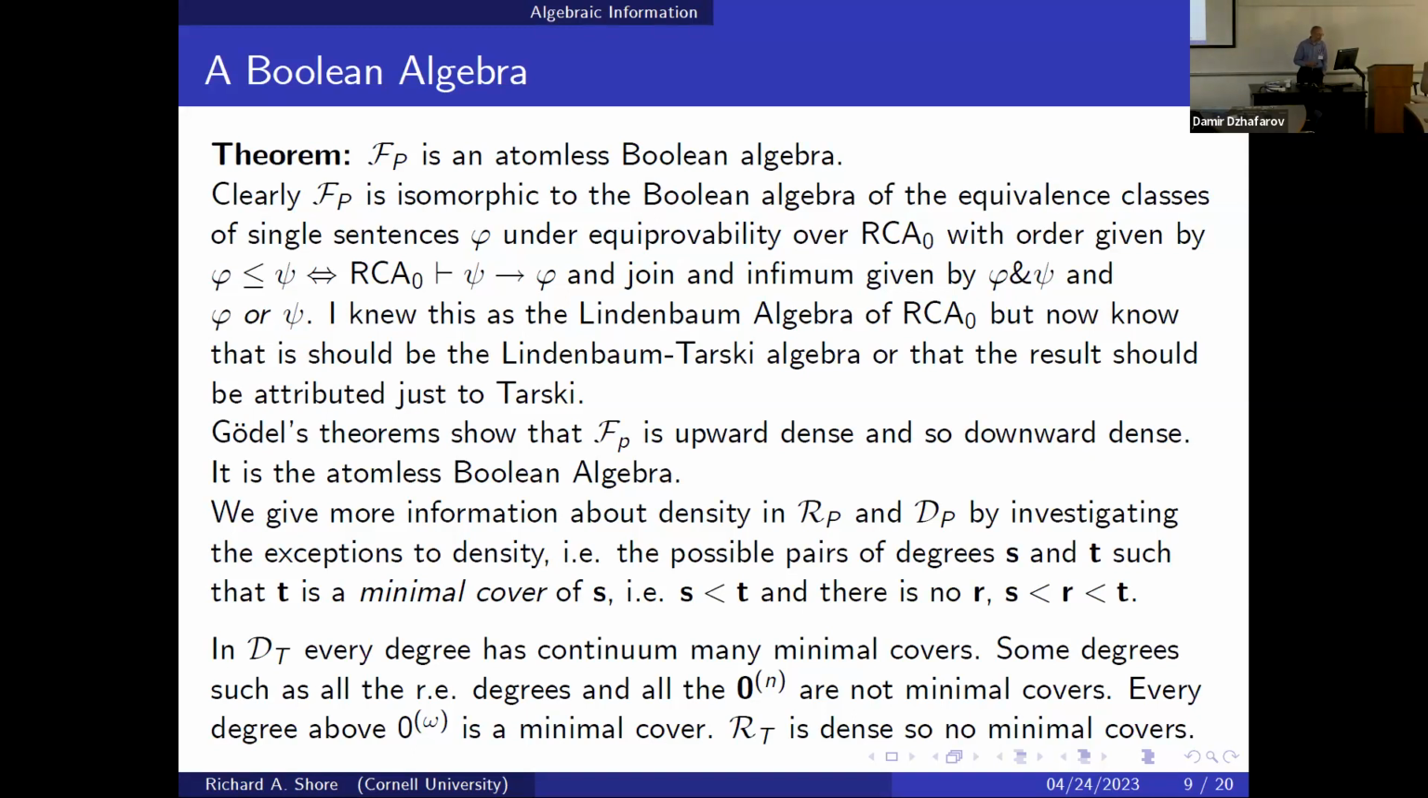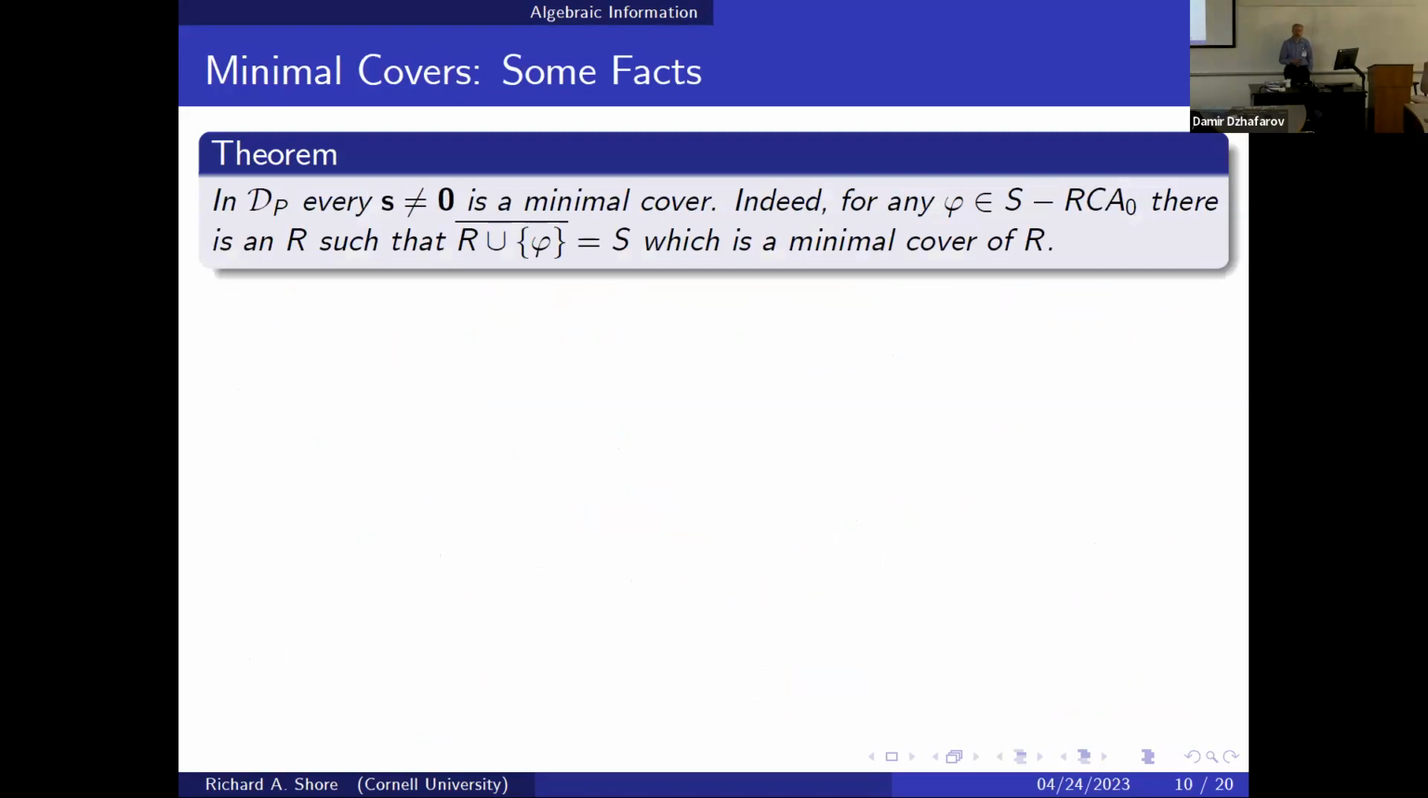So that's the Turing degrees. What happens in provability with reverse mathematics? It turns out the 0 degree is not a minimal cover, but everything else is a minimal cover. In fact, if you take any theory S and any formula in it that's not provable in RCA, then you can find an R below S such that S is a minimal cover of R, and the only thing that separates them is this one formula we picked at the beginning.